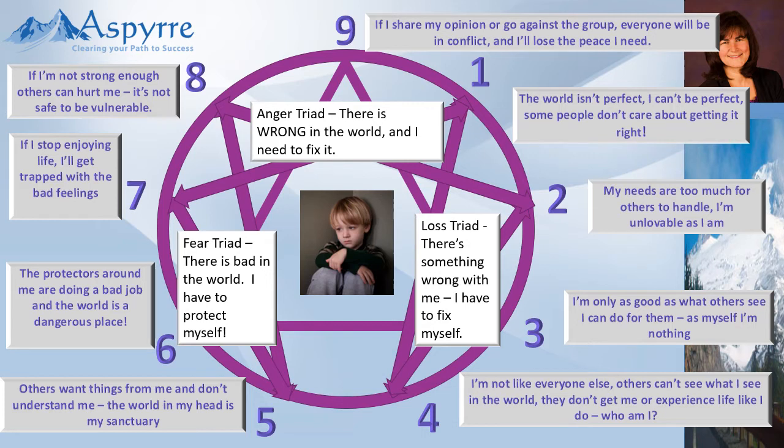Now, the ones are really honed into right and wrong. So they're in the anger triad. Their anger doesn't come out directly like the eights. Their anger comes out more as judgment. And that's actually the blind spot for ones.